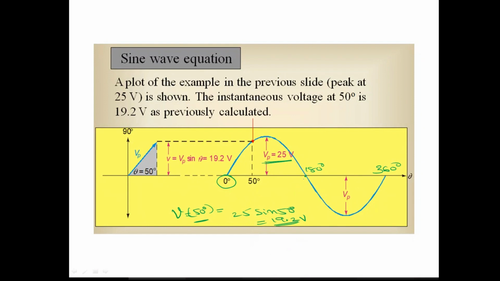Half of 180 is 90 degrees, and this would be 50 degrees. At 50 degrees, see here, the value of the voltage is given by 19.2 volts, right? So this is how we represent the waves pictorially.